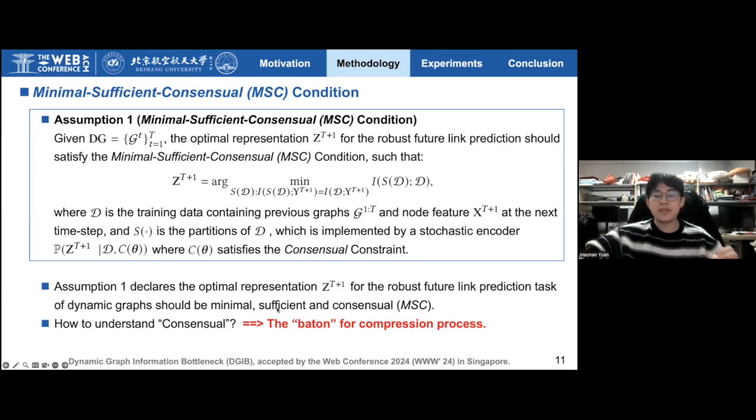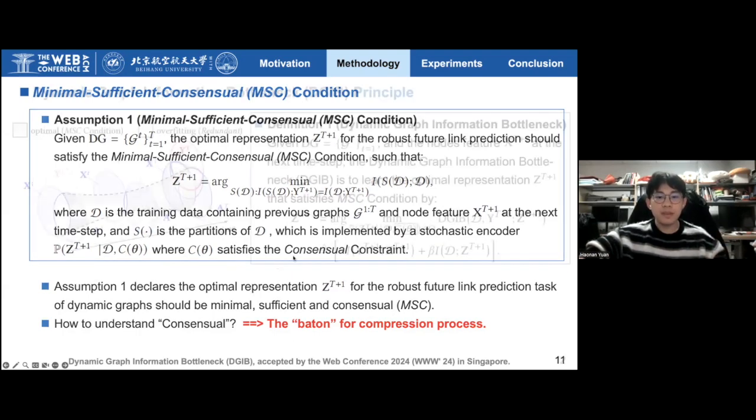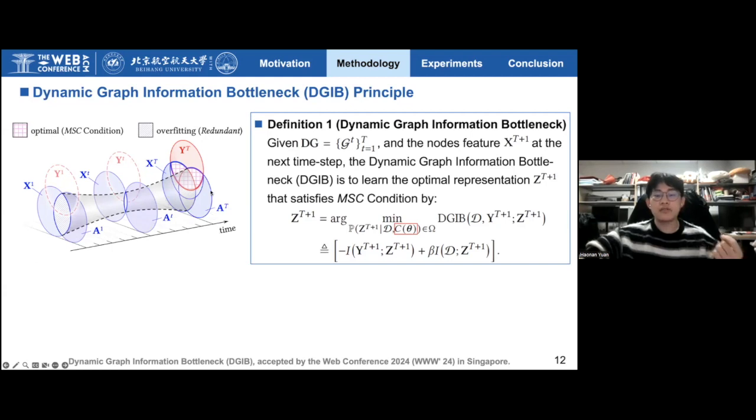So the global representation does not always align with the minimal and sufficient assumption. So to encourage the model to learn the best graph representation and reach the global minimal and sufficient status, the additional consensual constraint C is applied to encourage the optimization process. Specifically, here we illustrate the DGIB principle and the formal definition of our optimization goal.